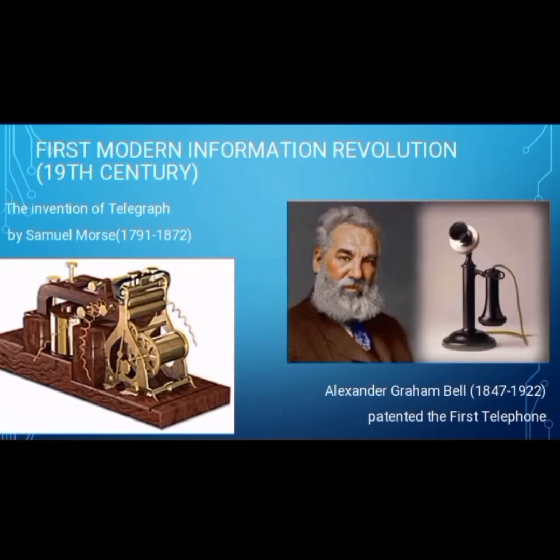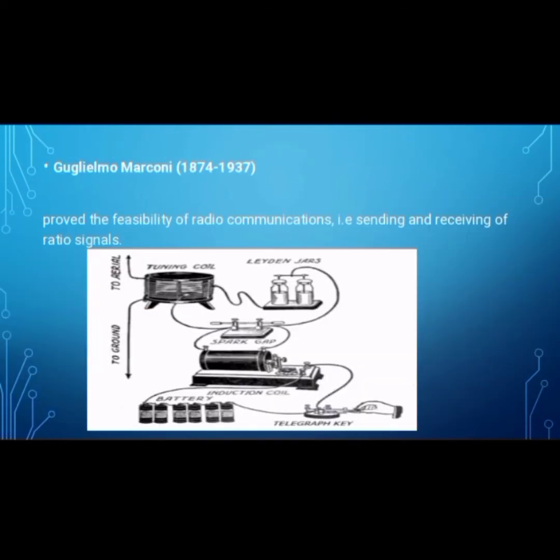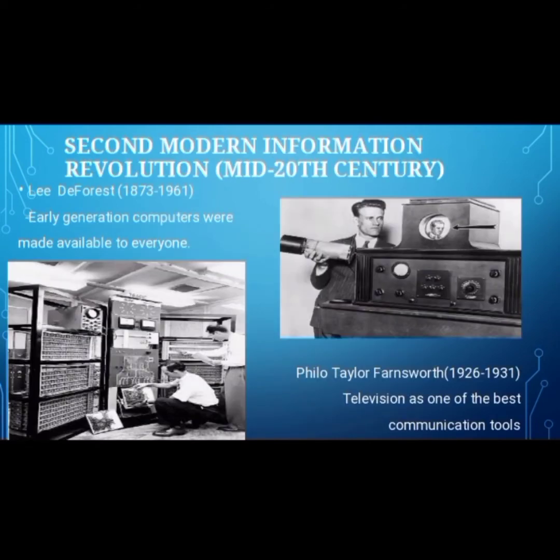The first modern information revolution is the invention of the telegraph by Samuel Morse, 1791 to 1872. The invention of the first telephone by Alexander Graham Bell, 1847 to 1922. The invention of radio communication, sending and receiving messages by radio signals, by Guglielmo Marconi, 1874 to 1937. Next is the second modern information revolution in the mid-20th century.